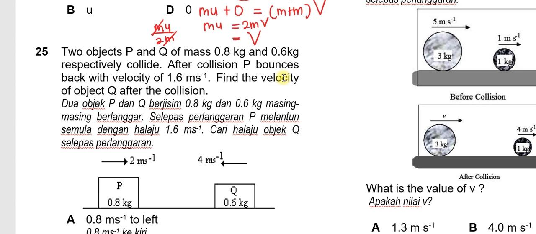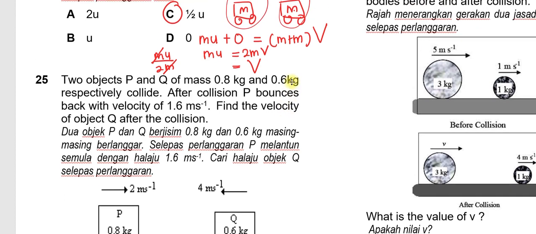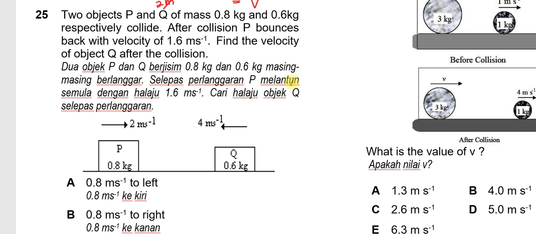Two object P and Q mass 0.8 kg and 0.6 kg respectively collide. After collision, P bounces back. P bounce back means go this way lah. With the velocity of 1.6.